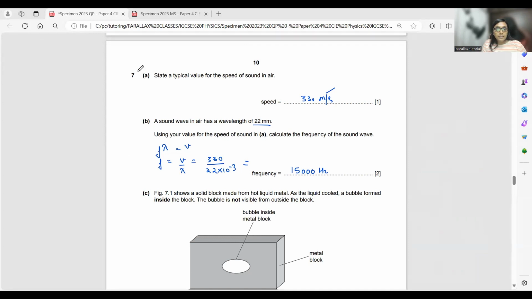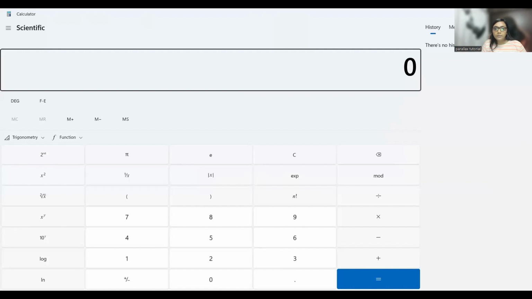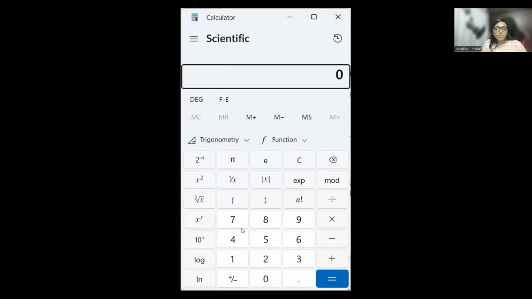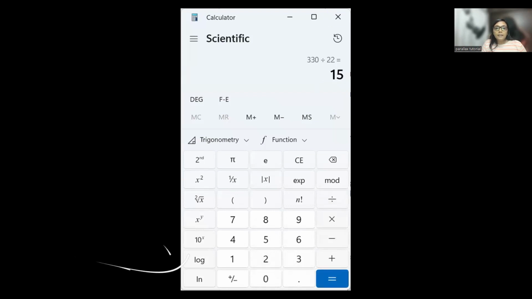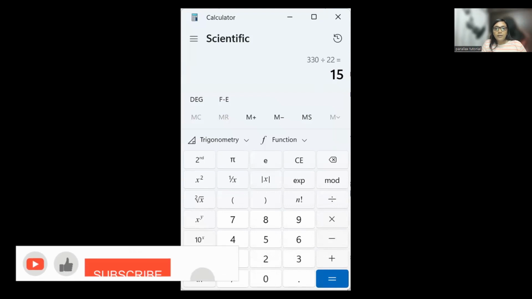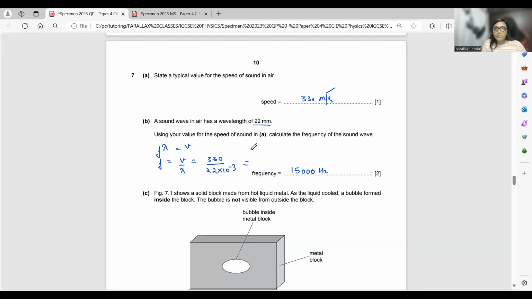Can you see the calculator? I hope you're able to see it. So we are going to do 330 divided by 22. We get 15, and you have a 10 to the power minus 3 in the denominator. So you will get 15,000, right? So this was 15 into 10 to the power 3.